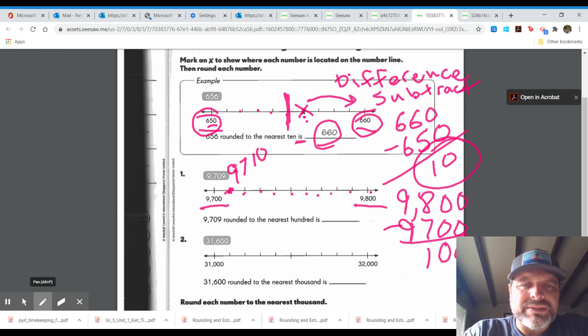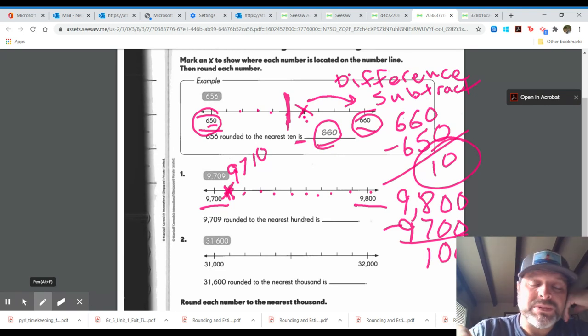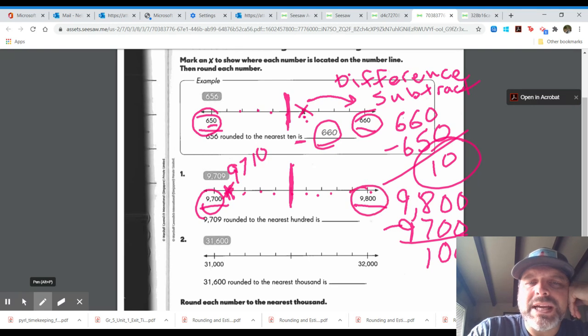Now they want me to put on the number line 9,709. So if that's 9,710, that means that the 709 is right before it, right? So that's where my number is. My number is going to be right there, right next to 9,710. Now the question is, what is it closest to, 9,700 or 9,800? Now here's the halfway point. So is 9,709 closest to here, or is it closer to here? So there's the X. The X is right there.